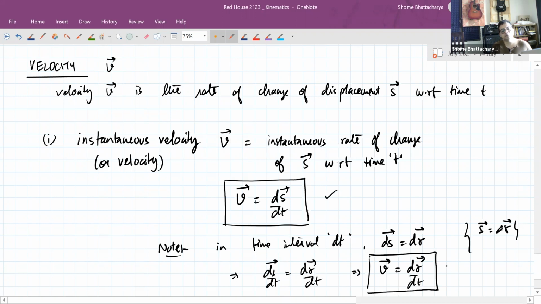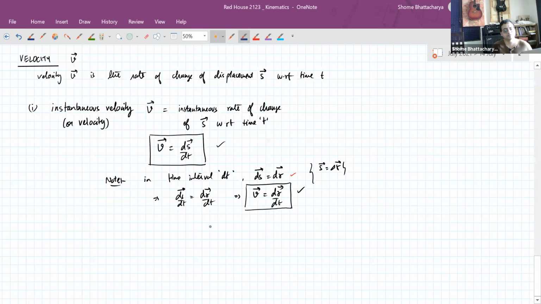So these equations are both one and the same thing because of this condition, because we are talking about a differential interval of time, or a very small interval of time. Okay. So that is our instantaneous velocity. Then the dimension of this will be length per unit time.